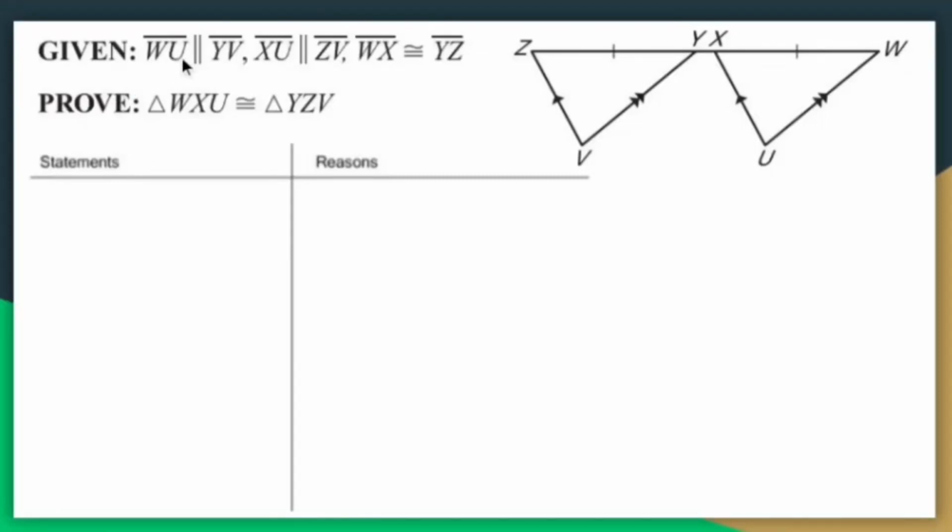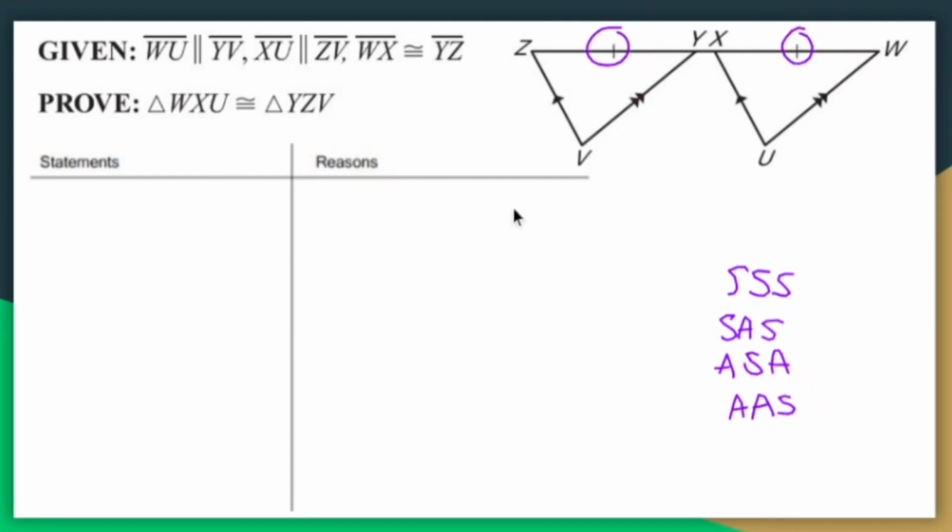Given WU is parallel to YV, XU is parallel to ZV, and WX is congruent to YZ, prove these two guys are congruent. All right, so these are my congruency rules. I have SSS, I have SAS, I have ASA, and I have AAS. I have congruent sides right there. Okay, so I have an S.